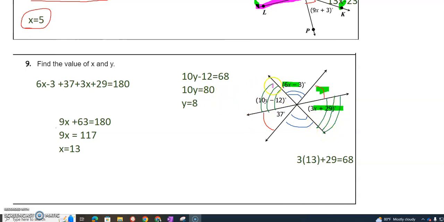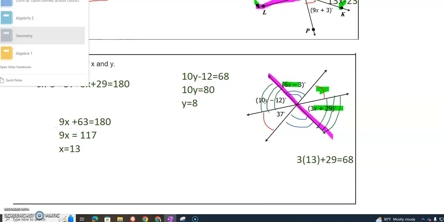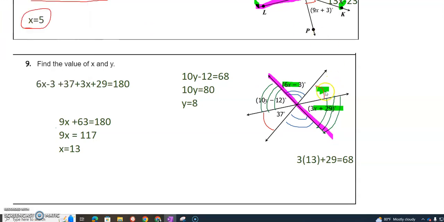I wanted to do that because I wanted to show that if I add the measures of these three angles together, you can see that they have to add up to equal 180 because all three of those together form a straight line. If that is true, then I can also say that if this angle is congruent to this angle that has a measure of 37, then this angle also has a measure of 37.